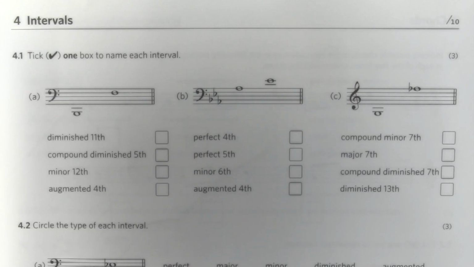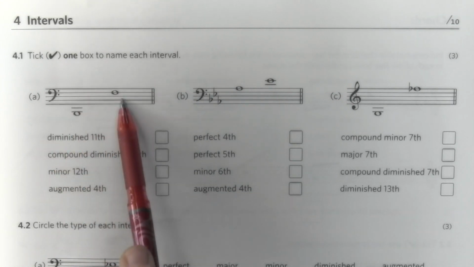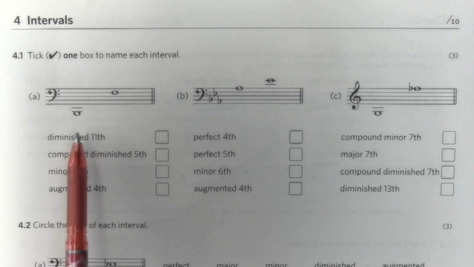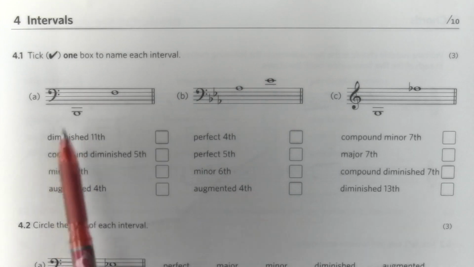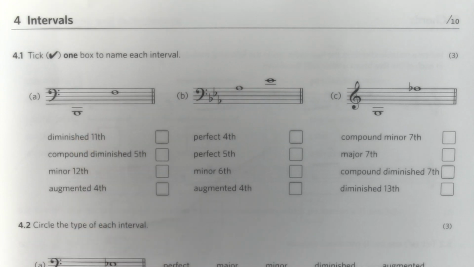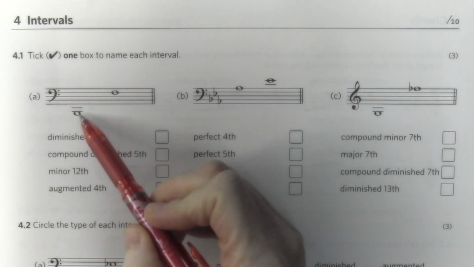This 4th section relates to intervals. So let's see what the first question asks us to do. Tick 1 box to name each interval. So we need to figure out which interval that is, and then tick the box that has the same name. The notes here are B and F, C and Fa. Now, this is clearly a compound interval because it's longer than an octave.